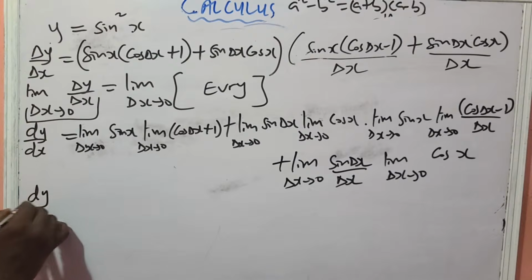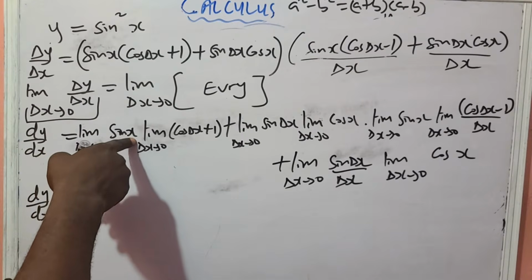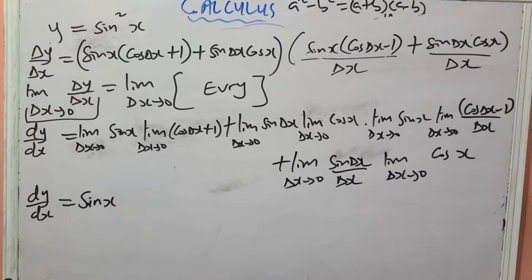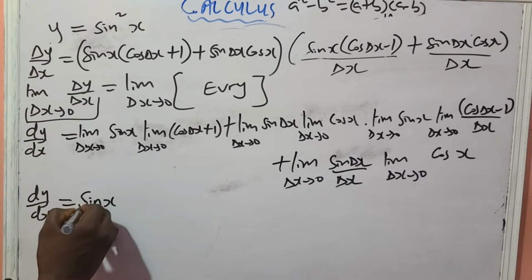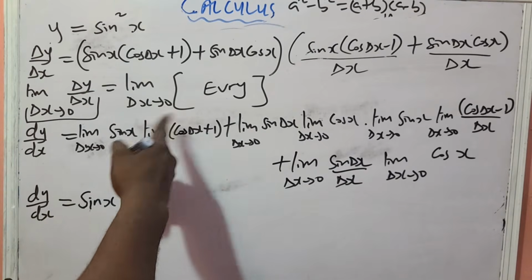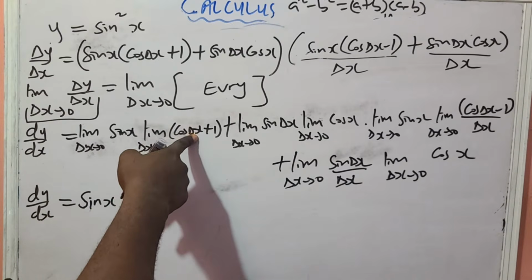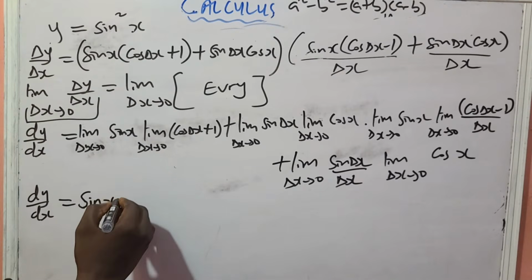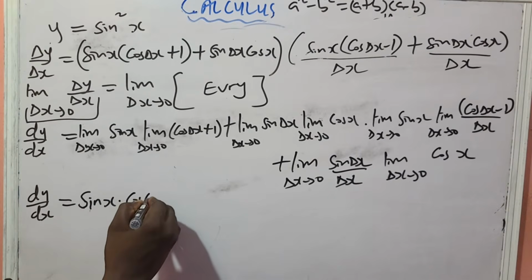We have dy over dx being equals to, I'm sure you know what this will turn to. This is a constant in this case because we do not have change in x here. So this will still be sine x, all right? So this is sine x. And look at this. Change in x is tending to 0. Put in 0 here. That will be cos 0 plus 1. Let me write that as times cos 0.